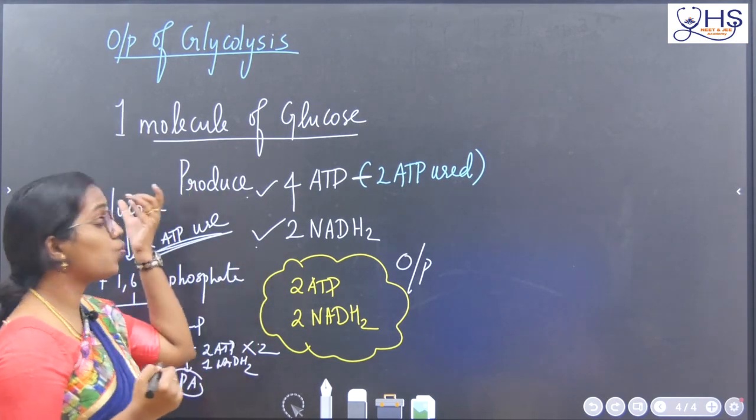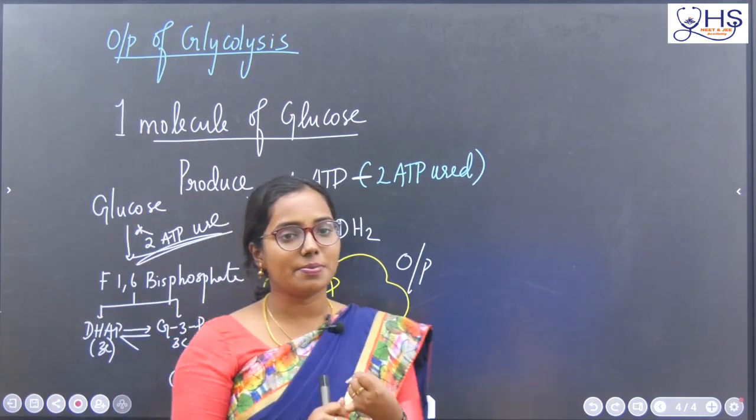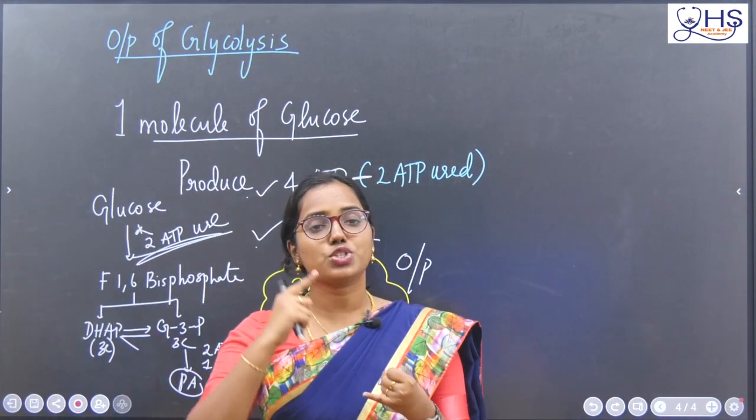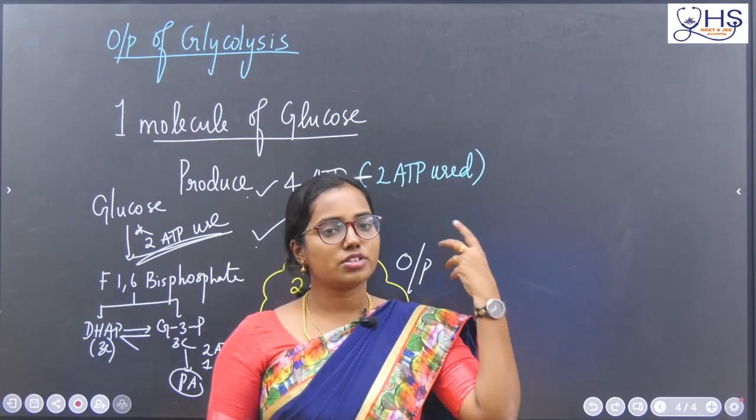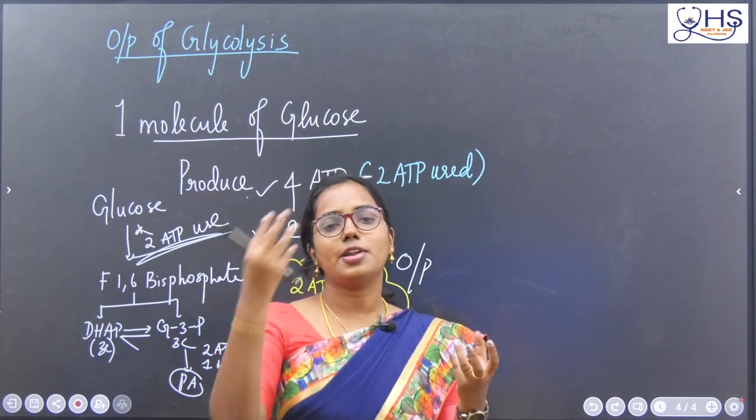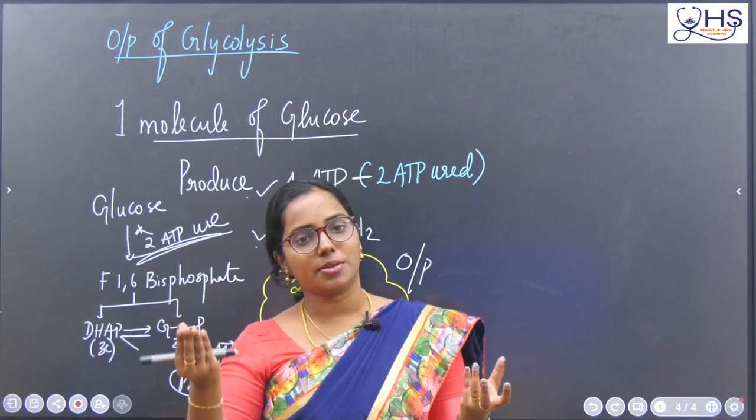So here we discussed what is glycolysis. Glycolysis was introduced by 3 scientists, so that's why it is called EMP pathway. Glycolysis starts with 6 carbon sugar and the final product is a 3 carbon compound, which is nothing but pyruvic acid.